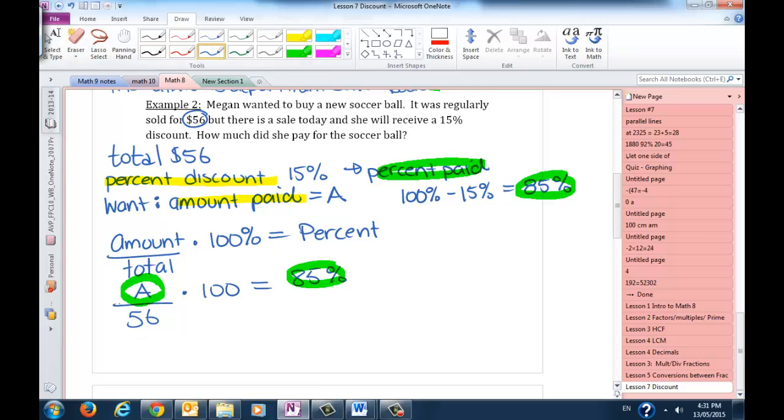Now, I'm trying to isolate A. I want to know what A equals. So I'm going to start by multiplying this side by 56. Notice that when I multiply this side by 56, I can divide out the 56s. Whatever I do to one side, I can do to the other side. And actually, we don't need this percentage symbol right now, so I'm just going to remove it for the time being.